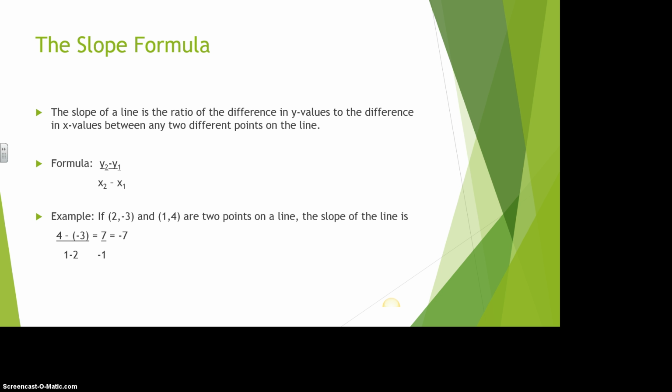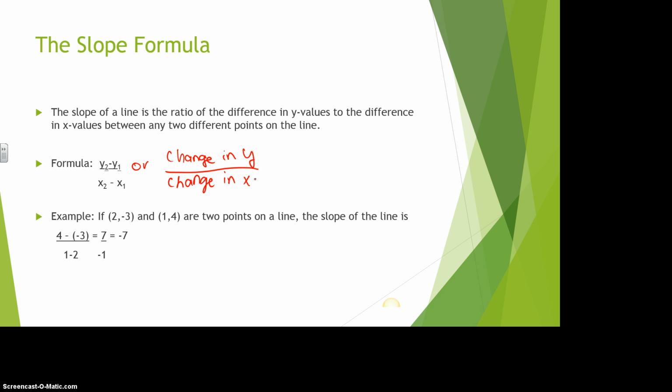Just a few things I want you to remember and know about the slope formula. The slope of a line is the ratio of the difference in your y values to the difference in your x values between two different points on a line. As we talked about in class, the formula you need to know to find the slope is y2 minus y1 over x2 minus x1. Or, as we talked about in class, you can think of it as the change in y over the change in x.